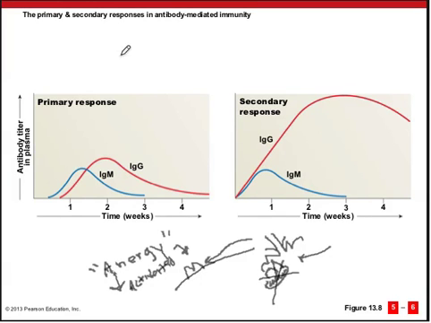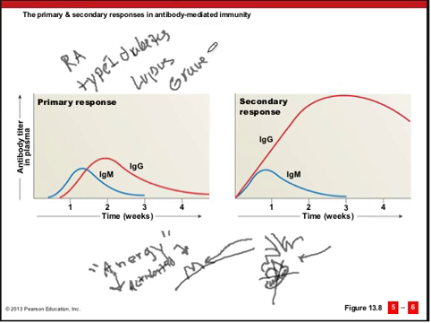So what are some diseases that fall under this category? Well, rheumatoid arthritis is one. Okay. Type 1 diabetes is another. Lupus is another. Lupus erythematosus. Okay. Graves' disease. Okay. These are all examples of autoimmune disorders.